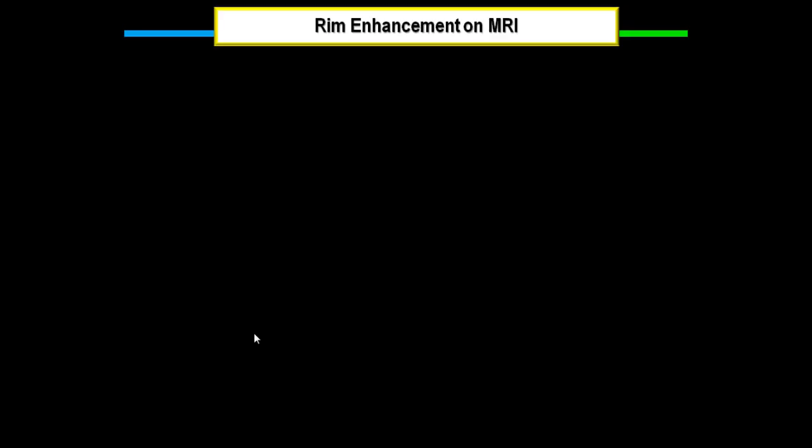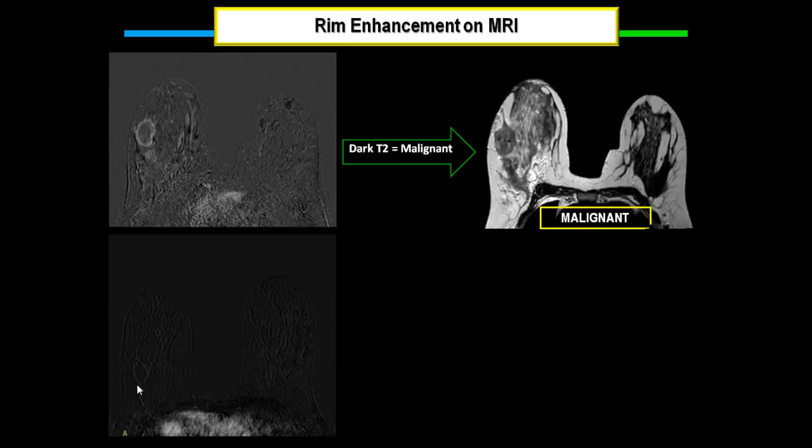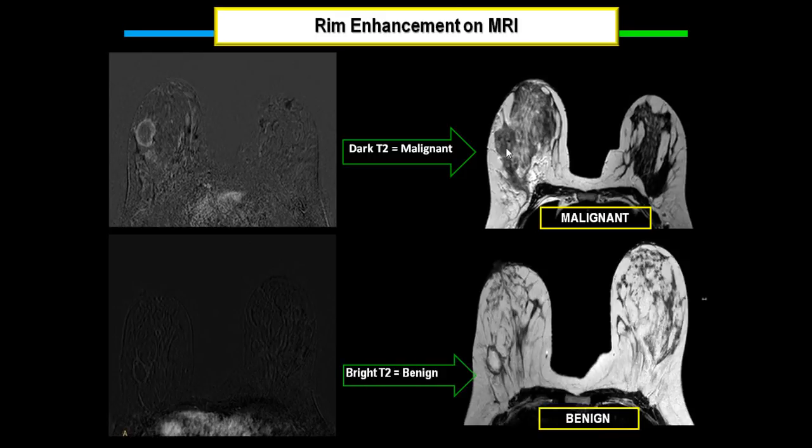One important factor that we have to look at on the T2 weighted images is when we encounter rim enhancement on MRI. These are two different examples of lesions showing rim enhancement on the post-contrast subtraction images. We have to go back in these cases to the T2 weighted image. If the T2 weighted image shows an underlying dark lesion, then most probably this is a malignant lesion, while if the T2 weighted image shows an underlying bright lesion, then this is an abscess cavity.